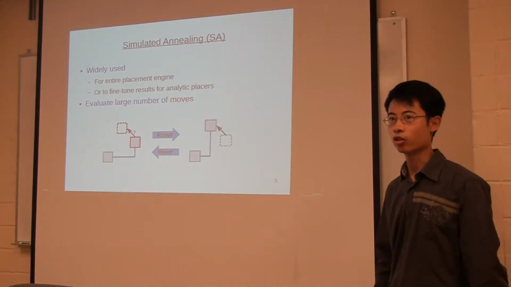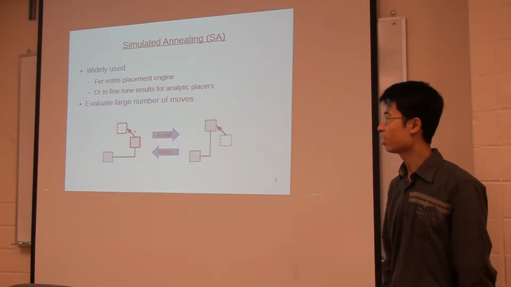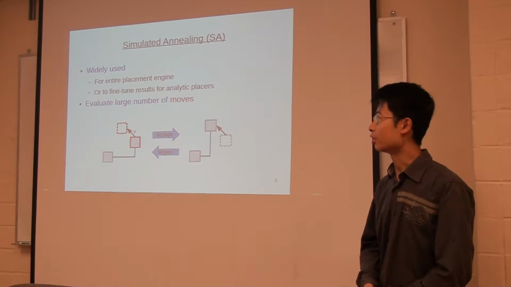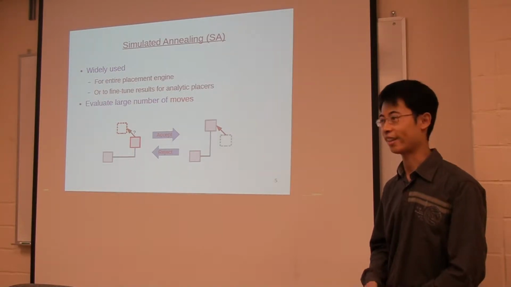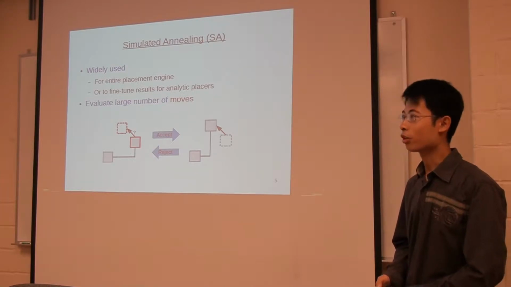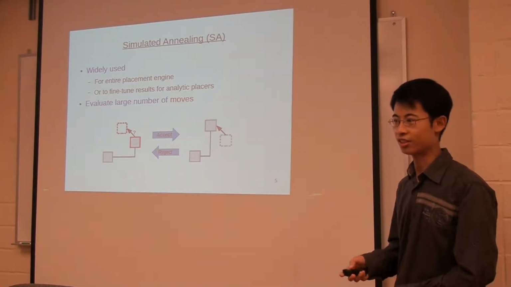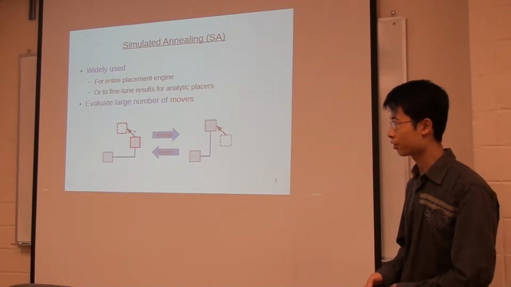The type of placement algorithm we'll be focusing on is based on simulated annealing. This is widely used, either for the entire placement engine, in the case of VPR and also Quartus II, or for analytic placers. Simulated annealing is still used to fine-tune their results.